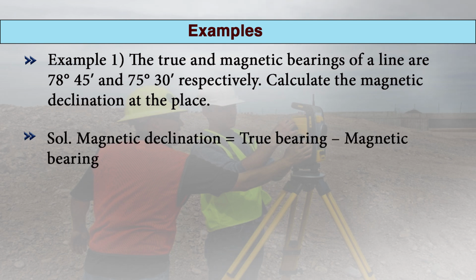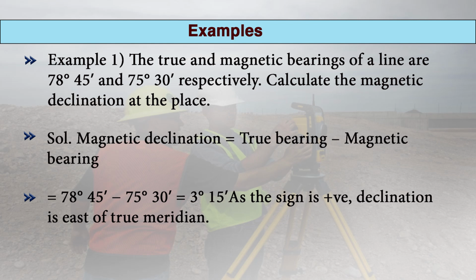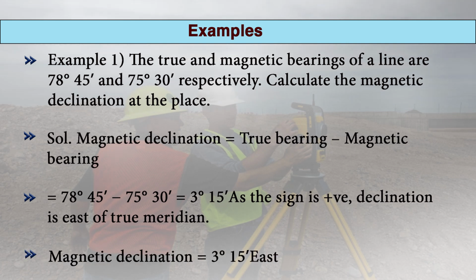From the formula, magnetic declination is the difference between true bearing and magnetic bearing. So, we have true bearing 78 degree 45 minutes and magnetic bearing 75 degree 30 minutes. We get 3 degree 15 minutes as magnetic declination. Since the sign is positive, the declination is east of true meridian. So, the final answer is a magnetic declination of 3 degree 15 minute east.